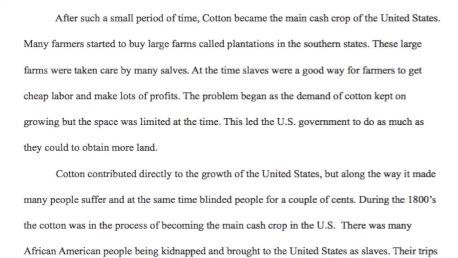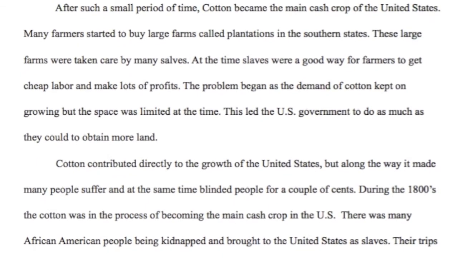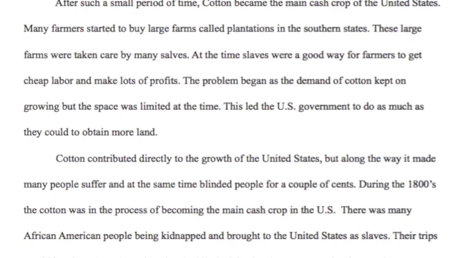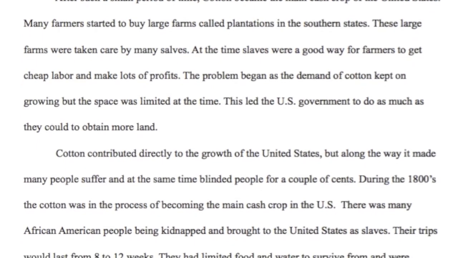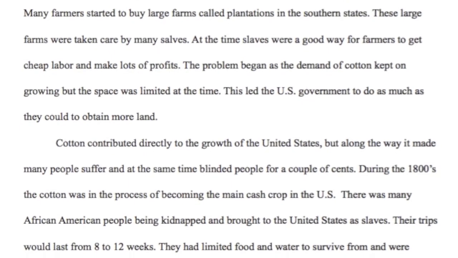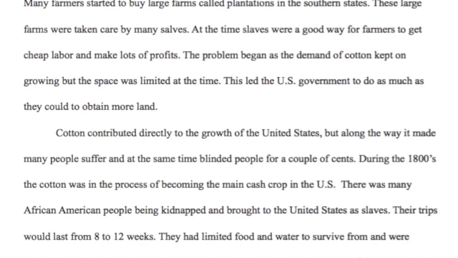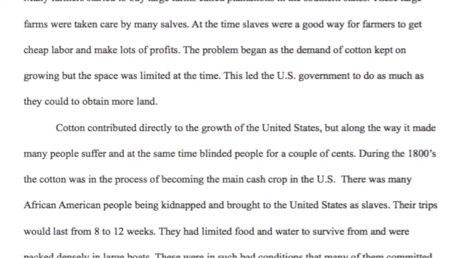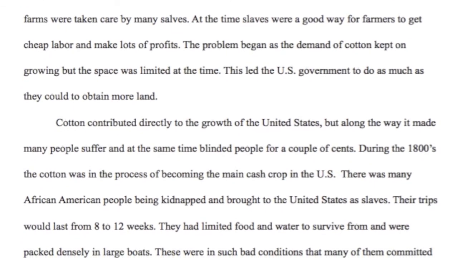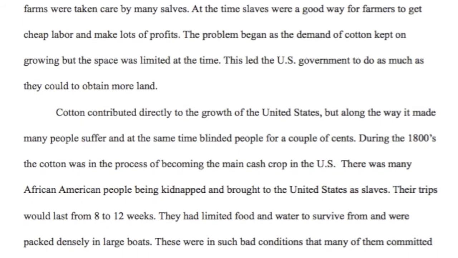During the 1800s, cotton was in the process of becoming the main cash crop in the US. Many African American people were being kidnapped and brought to the United States as slaves. Their trip would last from 8 to 12 weeks. They had limited food and water to survive on and were packed densely in large boats. These were in such bad conditions that many of them committed suicide.